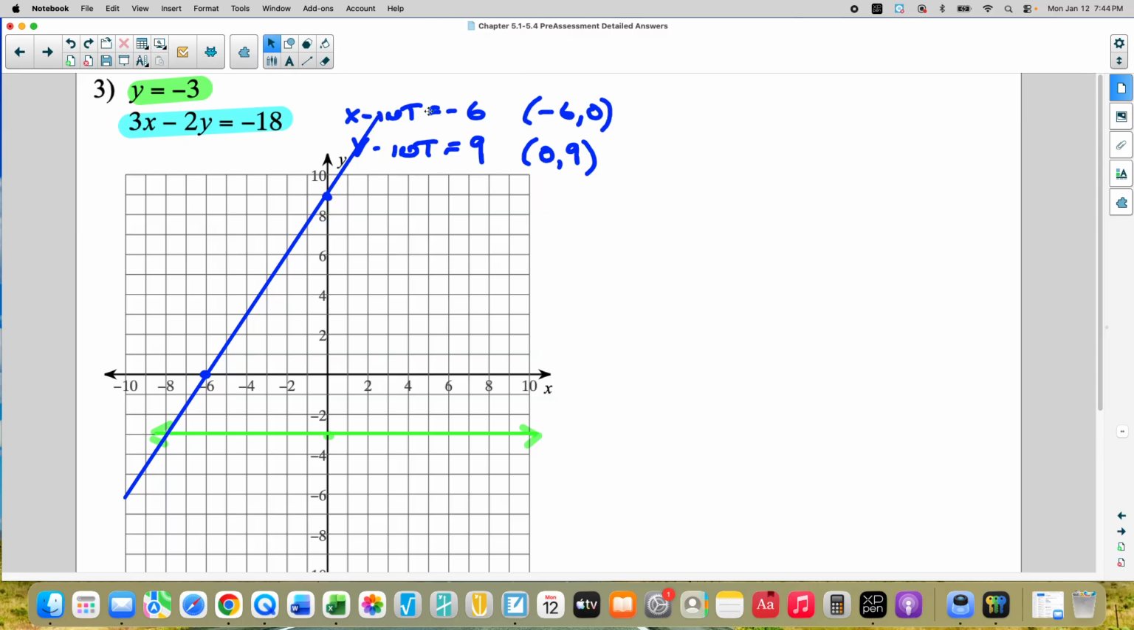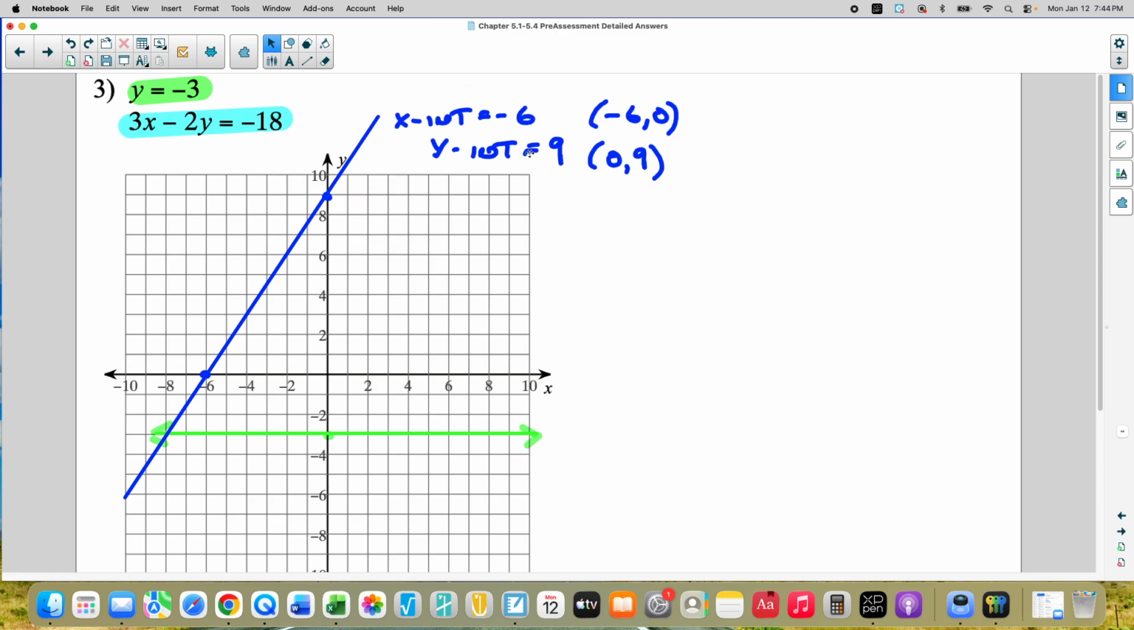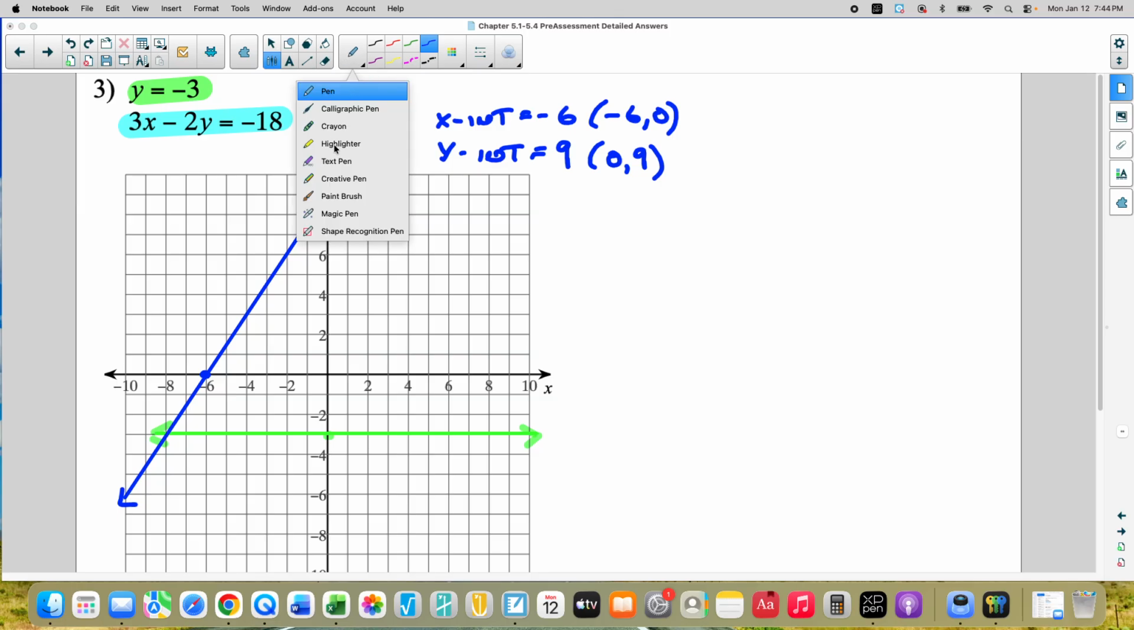Let's move that a little bit. Move that over. And now we can connect those dots and draw. And where do we intersect? We intersect down here, right here. So that point is -8, comma, -3.